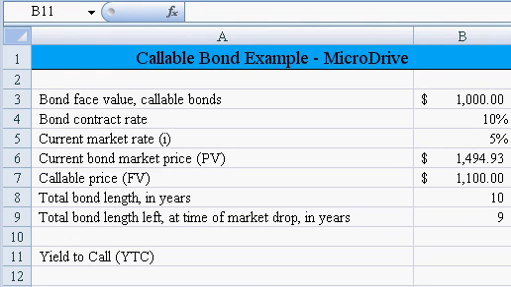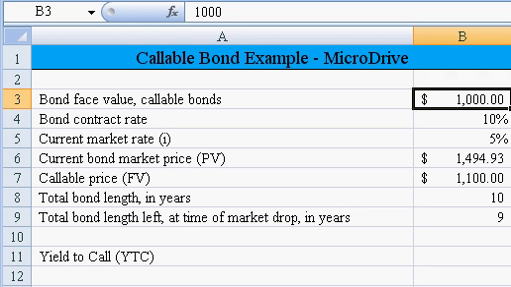Let's take a look at this simple example of callable bonds that were issued by the MicroDrive company. Okay, now let me just go over the values here. The face value of the bond is $1,000 that you see on the screen where I have it highlighted, and that's pretty typical for bonds.